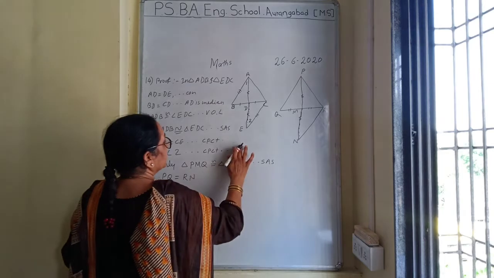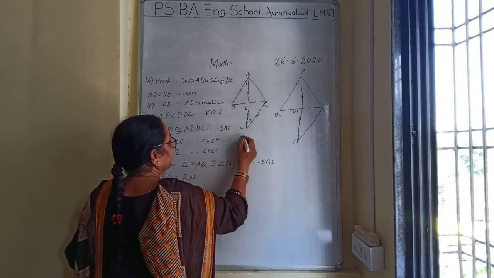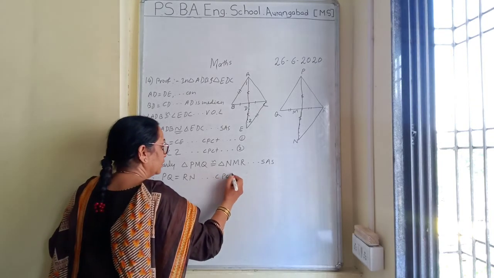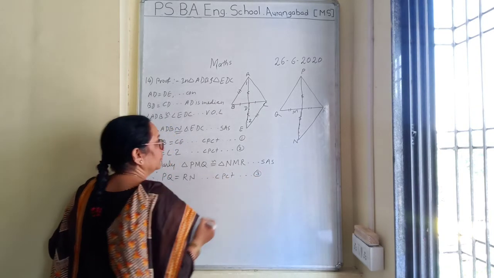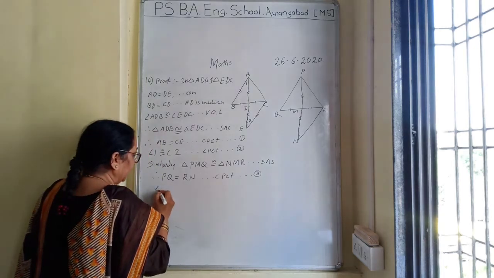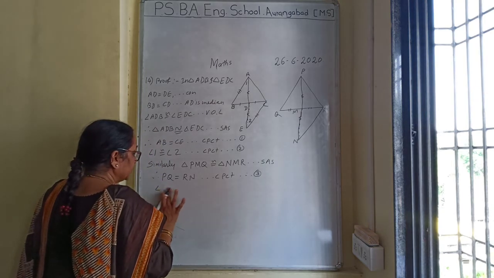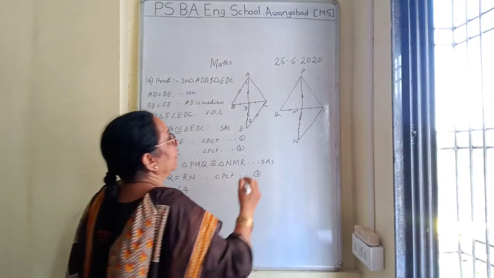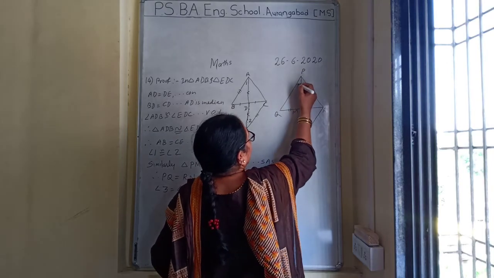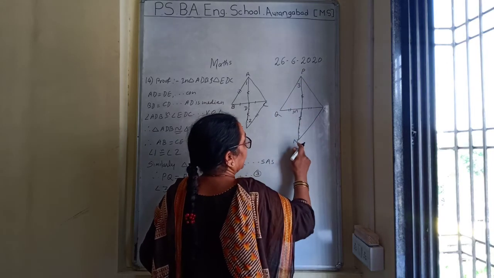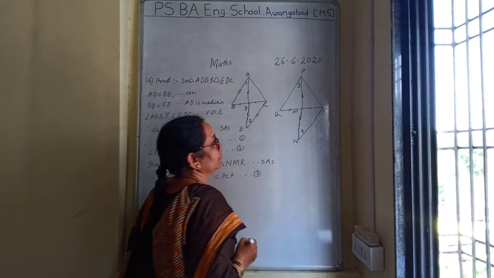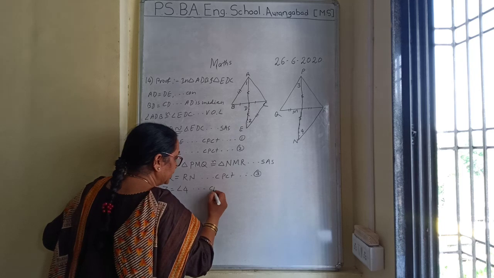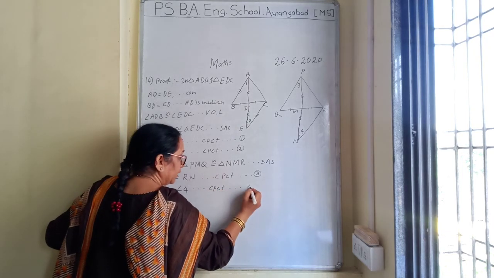Correct? So let us write this as 1. That will be better. This will be 2. This will be 3. CPCT. Statement number 3. Then we have angle 3 is equal to angle 4. Now which will be angle 3? This QPM will be angle 3 and RNM will be angle 4. Correct? So angle 3 is equal to angle 4. This also will be CPCT. Statement number 4.